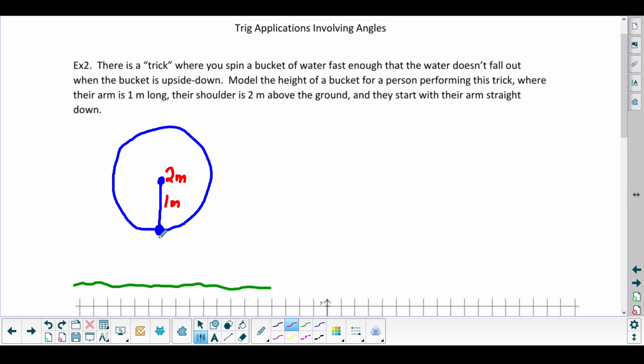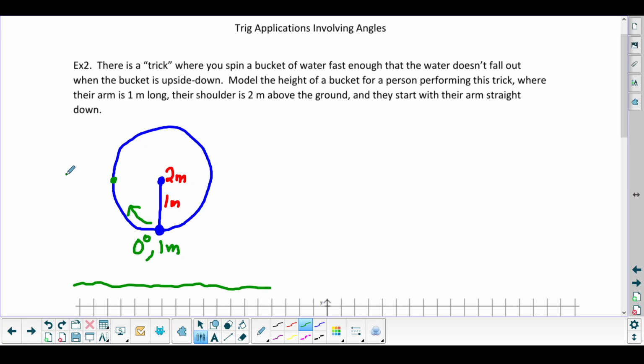Okay, so at 0 degrees, where we start, we're at 1 meter. And it doesn't tell us which direction we rotate the bucket in. But the height next is the same no matter what. If we're over here or if we're over here, it's 90 degrees. We'll just say it goes this way. It doesn't tell us, so we get to decide.